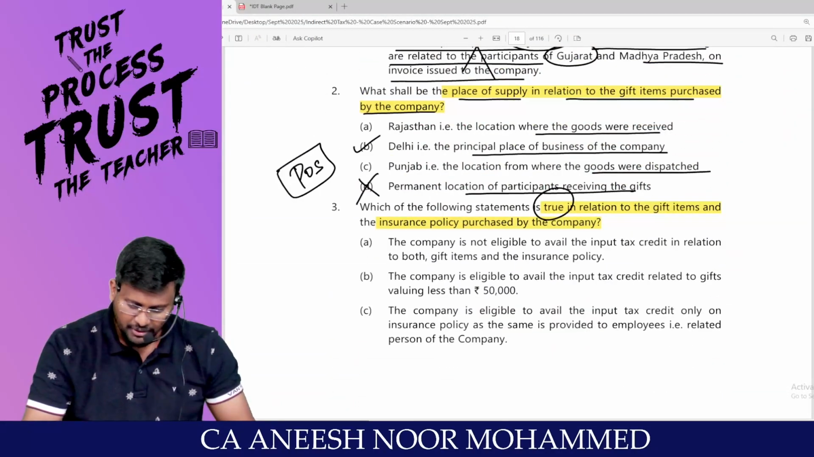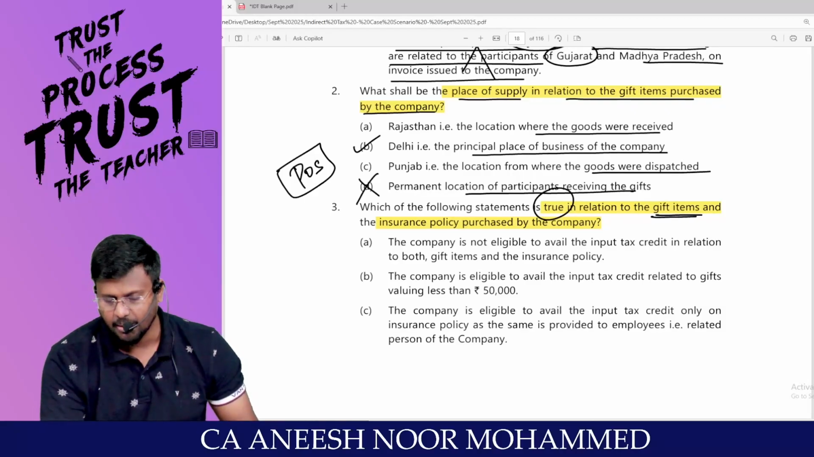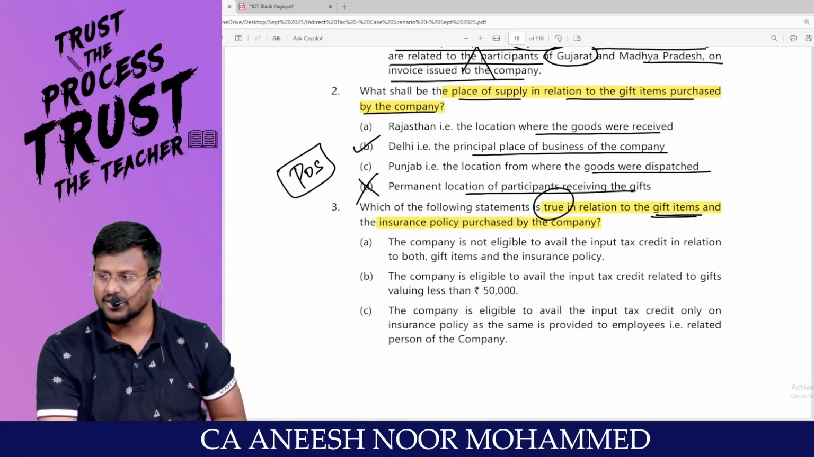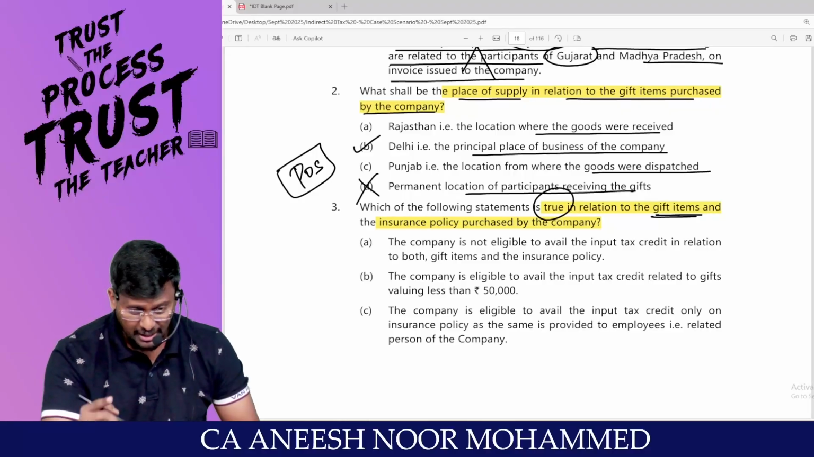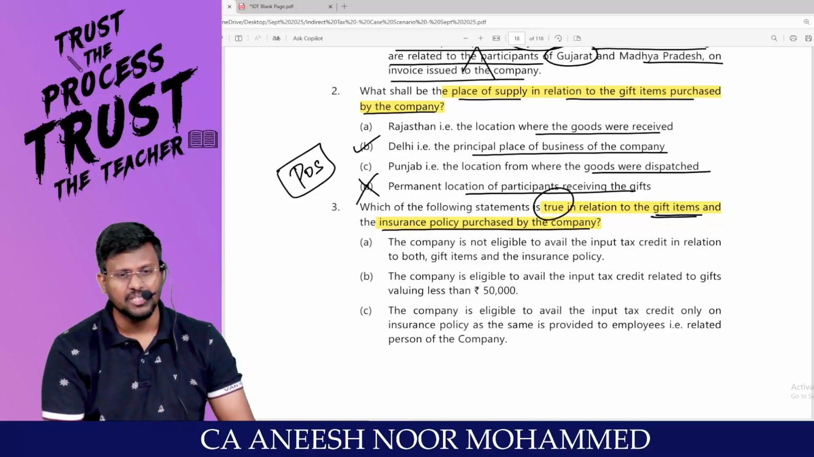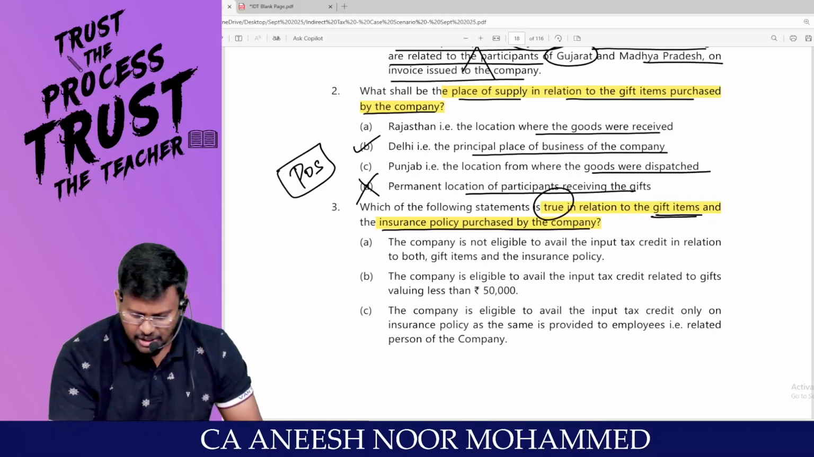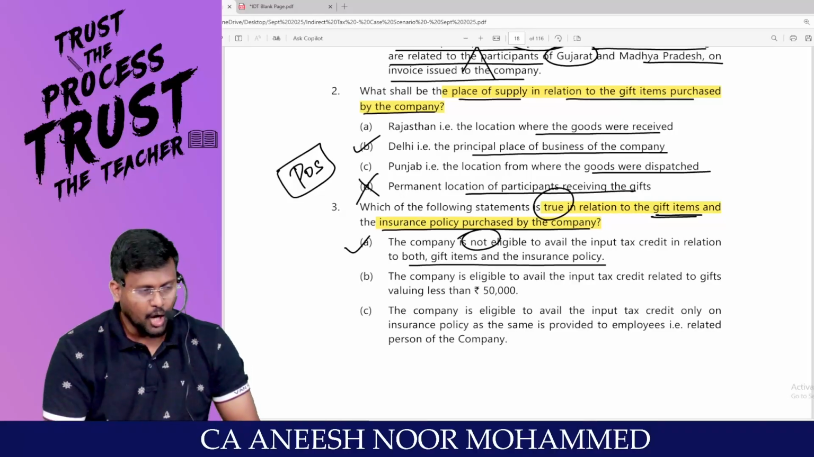Reading the third part of the question. Which of the following statements is true in relation to gift items? Sir, are you going to sell the gift item? No, sir. You are going to gift it. No ITC. Goods lost, stolen, destroyed, gifted. Are you all really with me? And the insurance policy purchased by the company, for both you are not entitled to take. The company is not eligible to avail ITC in relation to both gift items and insurance. Option A is the right answer.